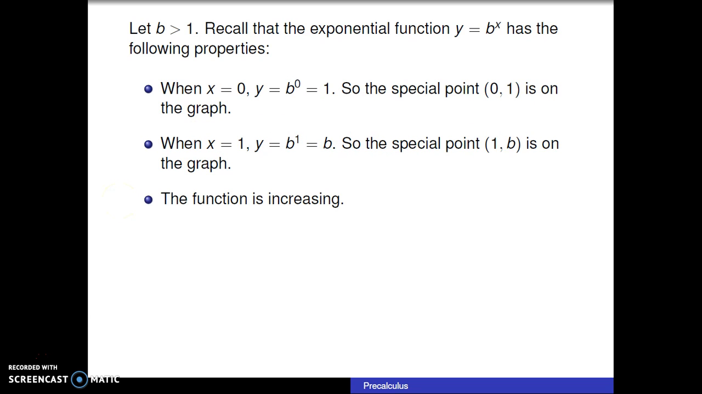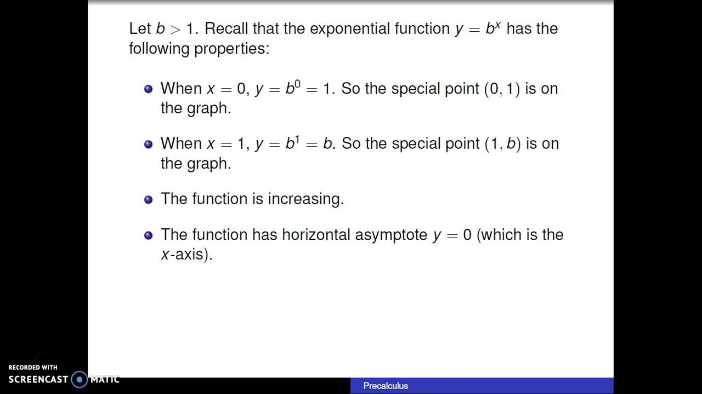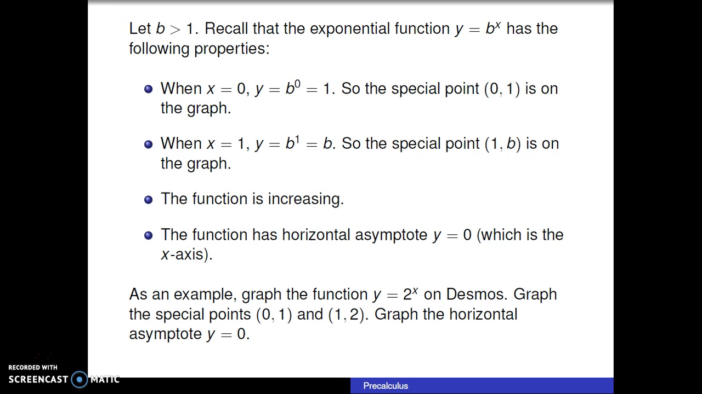This y equals b to the x graph is increasing. It's going up as you go from left to right. And the function has a horizontal asymptote, y equals 0. This is the same as the x-axis. The function gets very, very close to that asymptote. As an example, if you'll graph y equals 2 to the x on Desmos, look at these special points (0, 1) and (1, 2). Notice that b is the base, which is 2 for this function, and the asymptote y equals 0, and see that everything looks the way you would expect it to look. So go ahead and pause this and do this graphing.